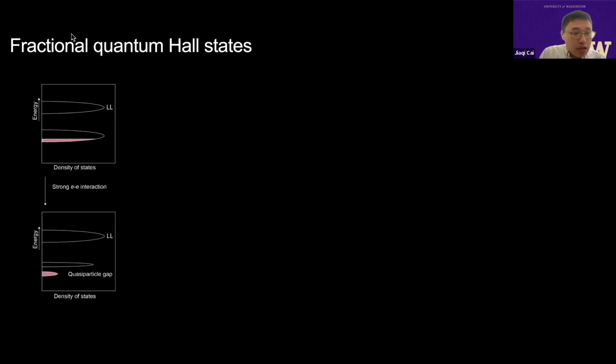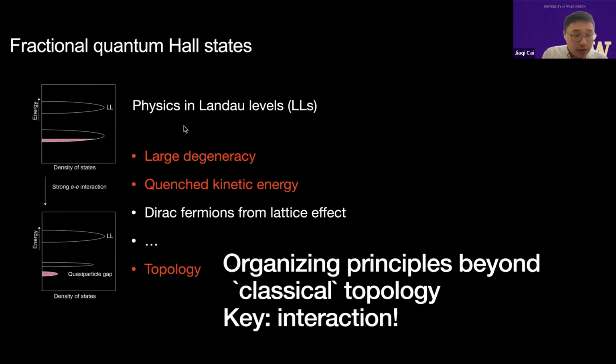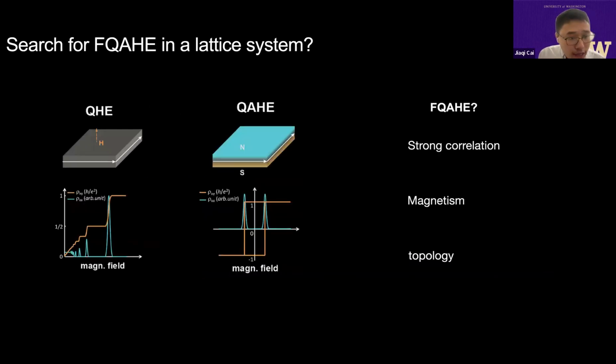Okay, so from this picture, we can now include more flavors from Landau level, basically large degeneracy, quenched kinetic energy that give rise to strong interaction, Coulomb interaction on the Landau level, and open a quasi-particle gap that gives you this kind of phenomenon. But the organizing principle beyond this classical topology, this Chern number of the integer quantum Hall effect, was actually not realized until back to 20 years ago. And now we know the key is actually interaction.